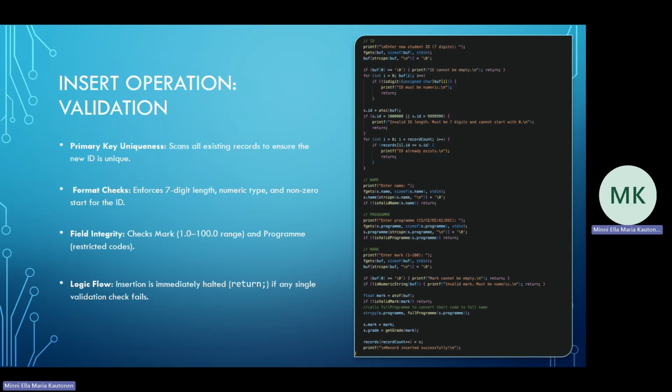Next, we validate the other fields. The name must contain only letters and spaces. The program must match one of the accepted options like CS or EE. Finally, we validate the mark, which must be numeric and fall within the 1 to 100 range. This flow ensures that only clean and reliable data is stored.